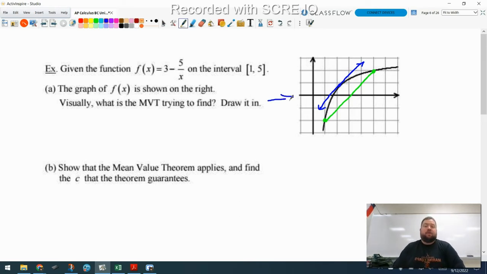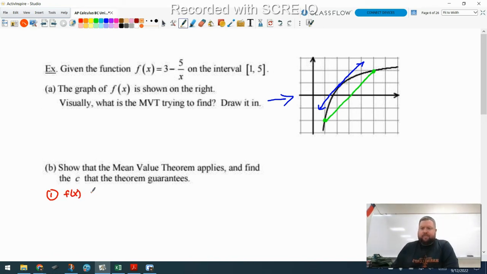All right, so we've done that over here. B, show that the mean value theorem applies and find the C value that the theorem guarantees. So this one's a little trickier on the conditions. Number one, we have to state that f of x is continuous. Now, f of x is not always continuous. So this function is discontinuous at x equals 0. That would give us a 0 in the denominator. But 0 is not in our interval. We have an interval from 1 to 5. So we're going to state what we just said.